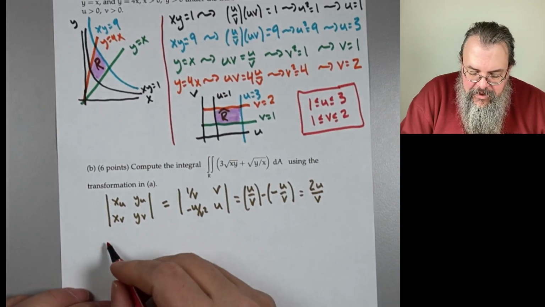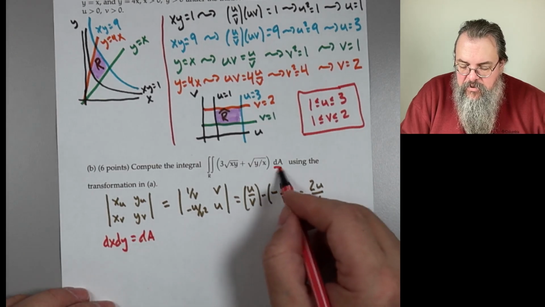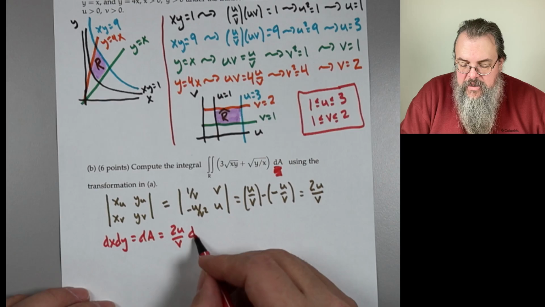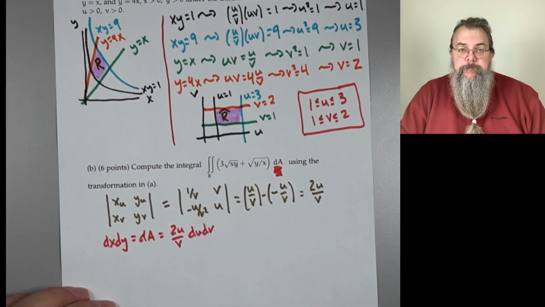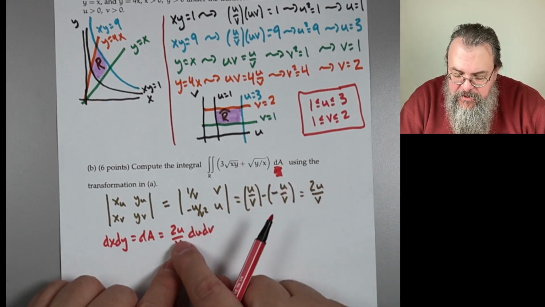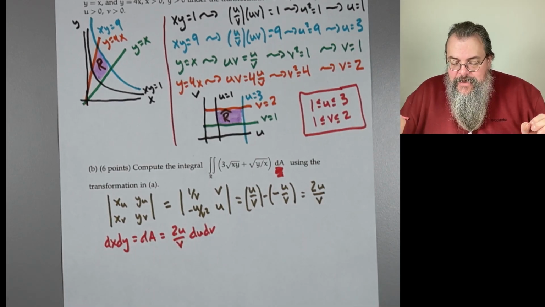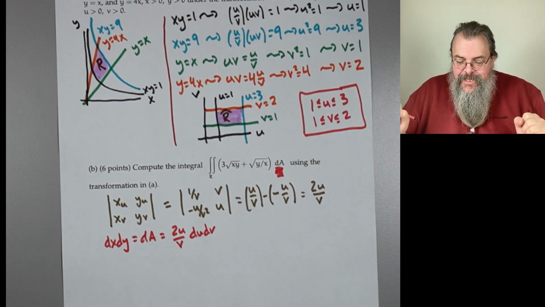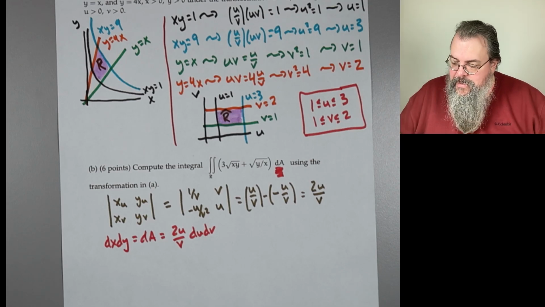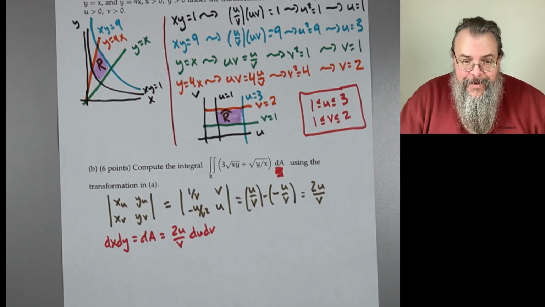This tells us that our dx dy, which is what we're currently calling dA, this piece right here, is equal to 2u over v du dv. All right, so that's going to be important. You have to keep track, because if you don't have that, you're liable to forget something, and if you forget something, trouble. Okay, now we're ready to go. Let's strap in and find out what's going to happen.